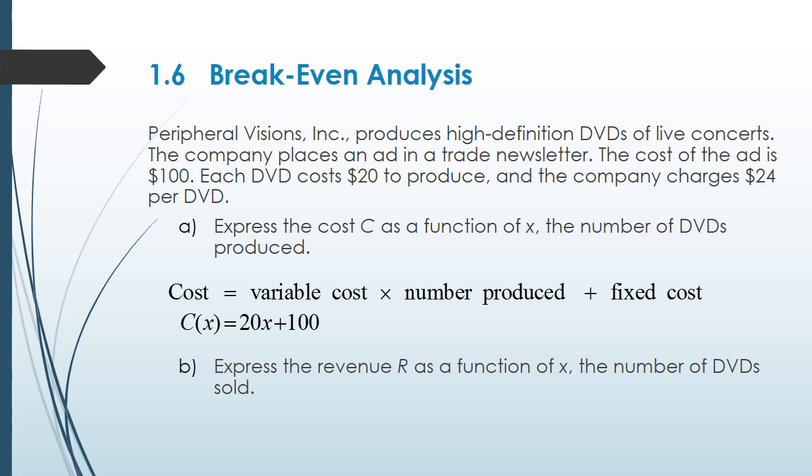Revenue is the amount of money you're bringing in, and it's based on the number you sell. We're charging $24 per DVD. We don't know how many we're going to sell, so that will be x. So our revenue will be 24x.